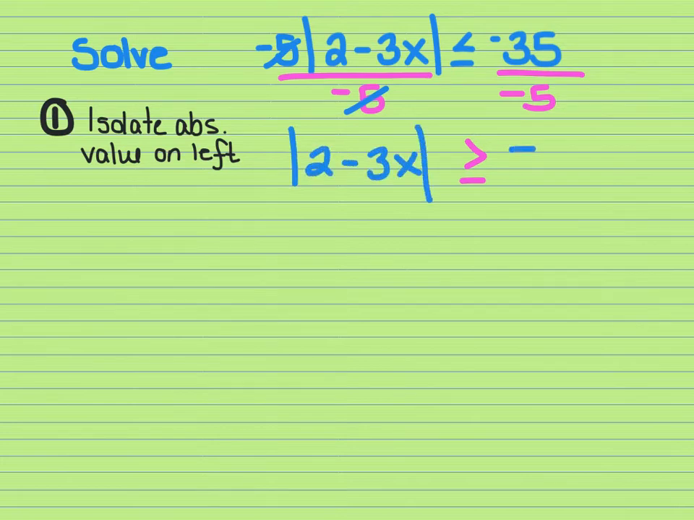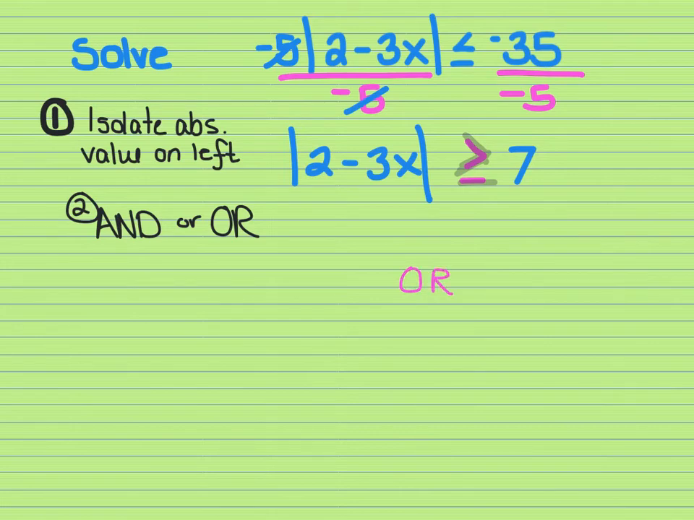or equal to 7. Now is where I'm going to decide if I have an and or an or since this is isolated. So how do I tell? Well, I go to my symbol and I read it out loud. This is greater than or equal to. So what do I do? This is an or.